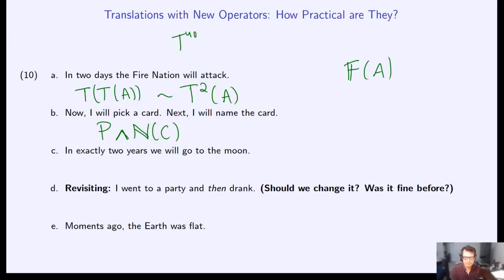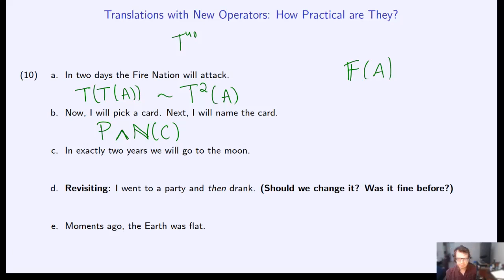Shouldn't you have an operator for the picking of the card as well? Well, we don't need an operator for the picking of the card because it's at this point in time. Whenever we're talking about the present, we don't need to define an operator. The operators are only going to be for the future or for the past. So picking a card on its own is fine to just be P.